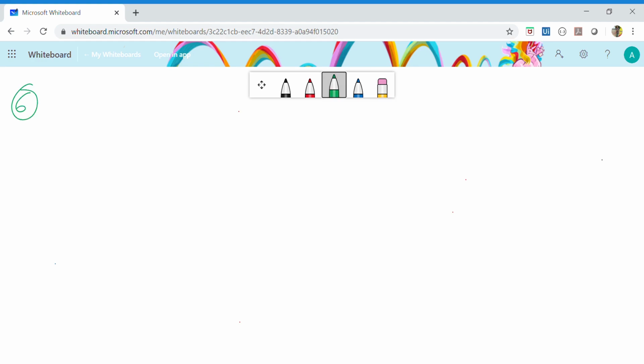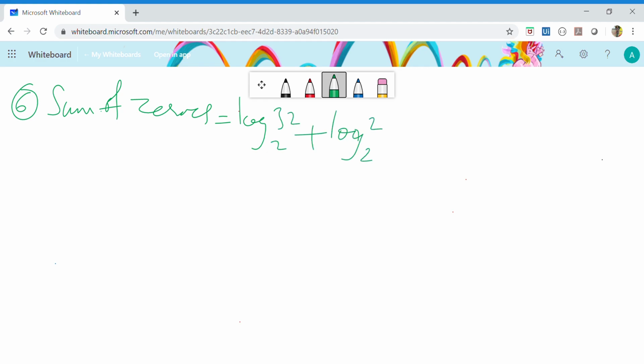Next, sixth question. The sum of the zeros of a quadratic polynomial is given as log 32 to the base 2 plus log 2 to the base 2. This is the sum of the zeros.